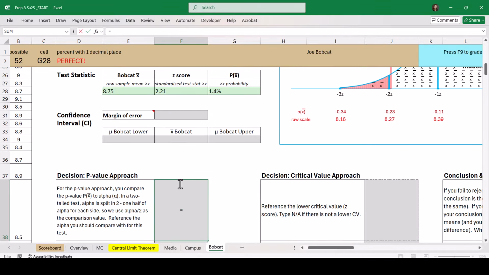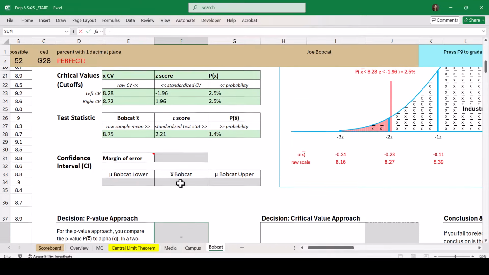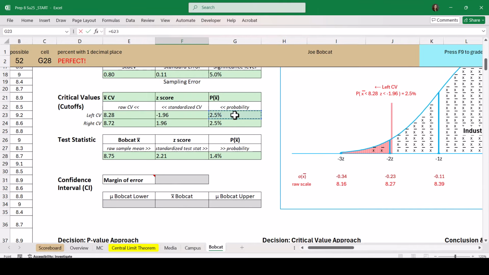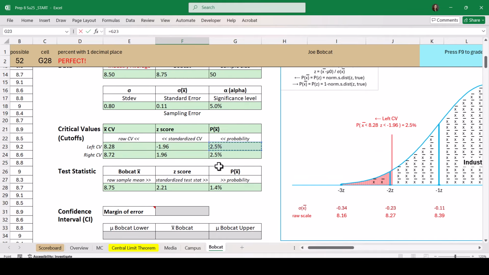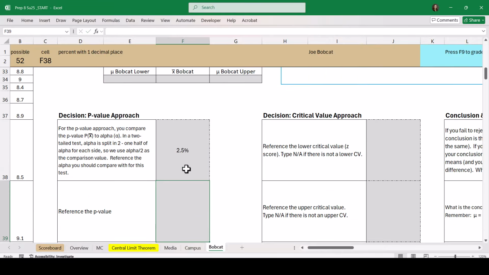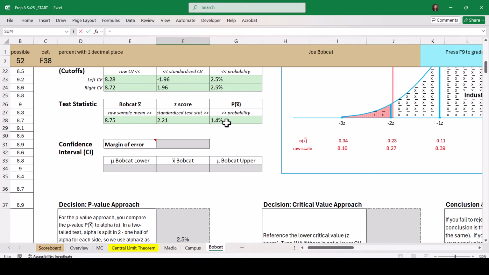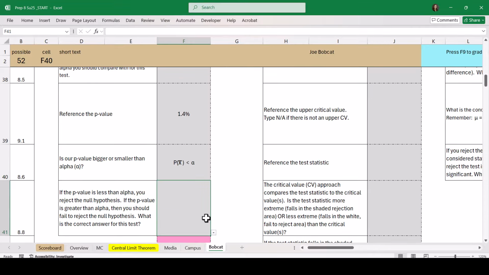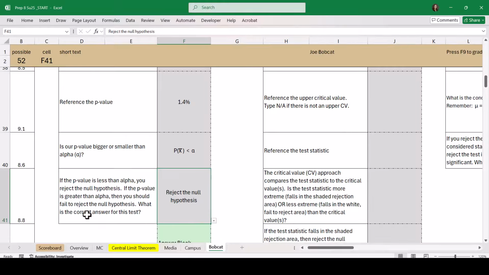So for the p-value approach, we are comparing percentages. So what's our alpha? Since we had a two-tailed test, we had to divide alpha by 2. So we use a 2.5% as our comparison. Right? That's what we're using in our approach. And then the p-value was 1.4%. And our p-value was less than alpha. Whenever your p-value is less than alpha, that is when you reject the null hypothesis. Remember, when the p is low, the null must go.